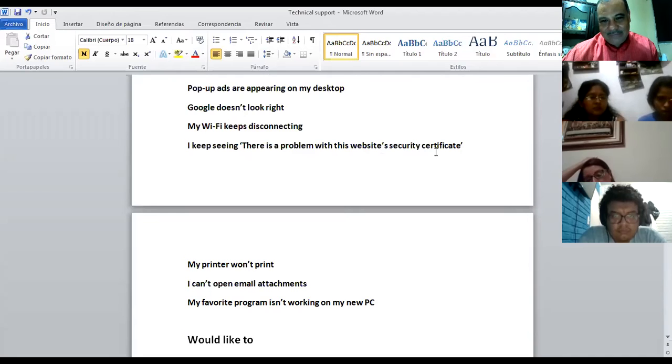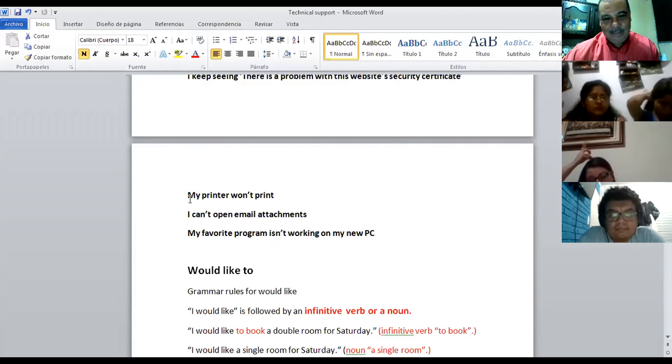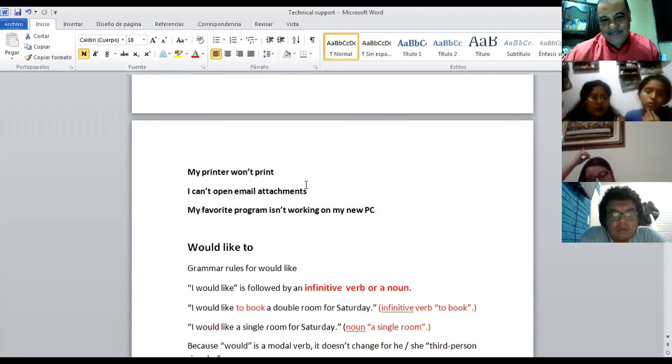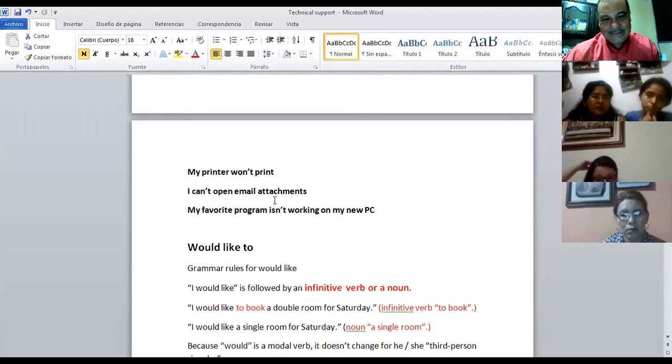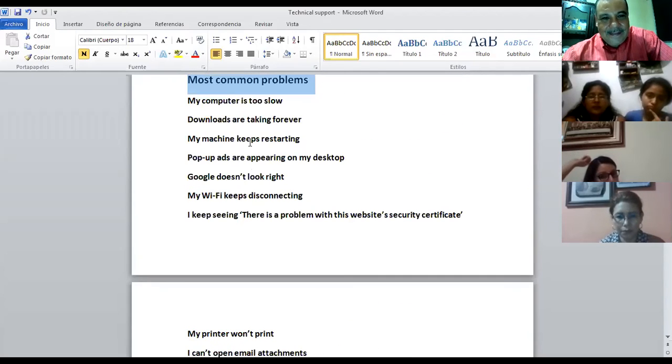There is a problem with this website security certificate. Que esa website no tiene certificado de seguridad, ¿verdad? My printer won't print. Mi impresora no imprime, ¿verdad? I can't open email attachments. No puedo abrir los adjuntos, ¿verdad? Okay, my favorite program isn't working on my new PC.